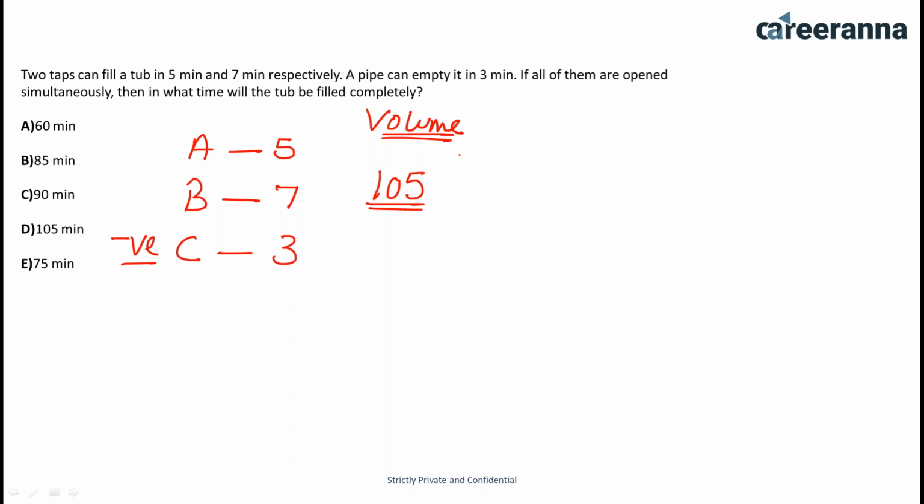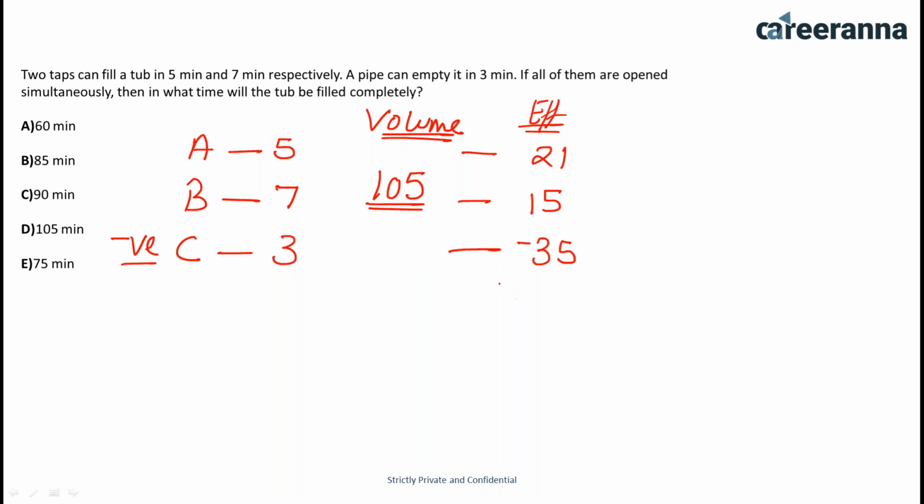Now if you calculate the efficiency for pipes A, B and C, 105 divided by 5, you can directly multiply 7 and 3, this becomes 21, this becomes 15, and this becomes minus 35. We have just multiplied it for the particulars. For A you can multiply 7 and 3, for B you can multiply 5 and 3, for C you can multiply 5 and 7. So you will get the efficiency for all three taps, or you can divide it with 105. So for A the efficiency is 21, for B the efficiency is 15, and for C the efficiency is minus 35, because C is emptying the cistern.